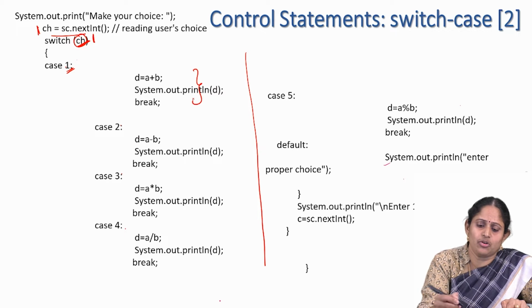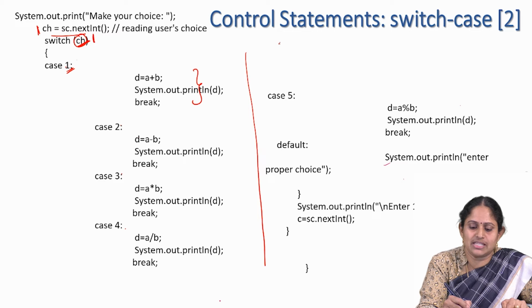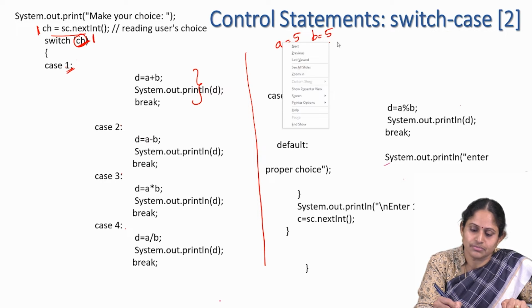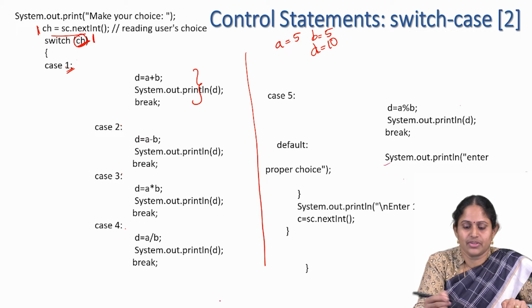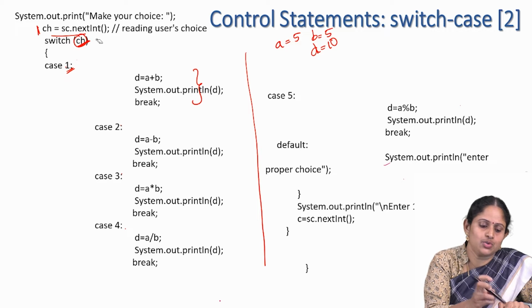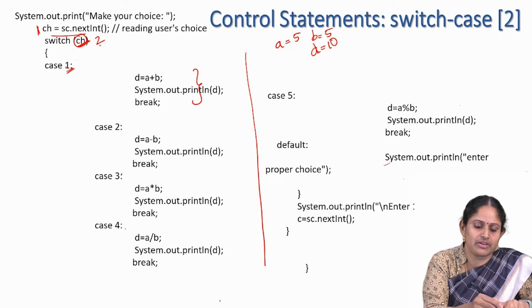So it will perform what? Addition of two numbers. So let's say A was 5 and B was 5 again. So we are storing A plus B in D, which is 10. So we get it as 10. Now in case we give this value as 2, what will happen if the value given was 2?